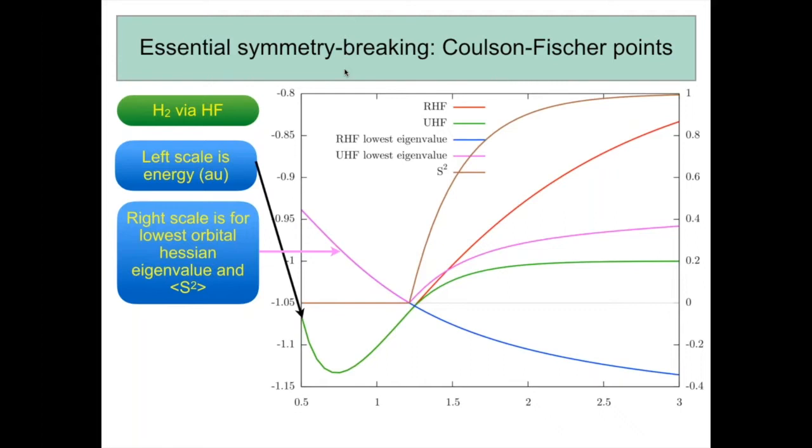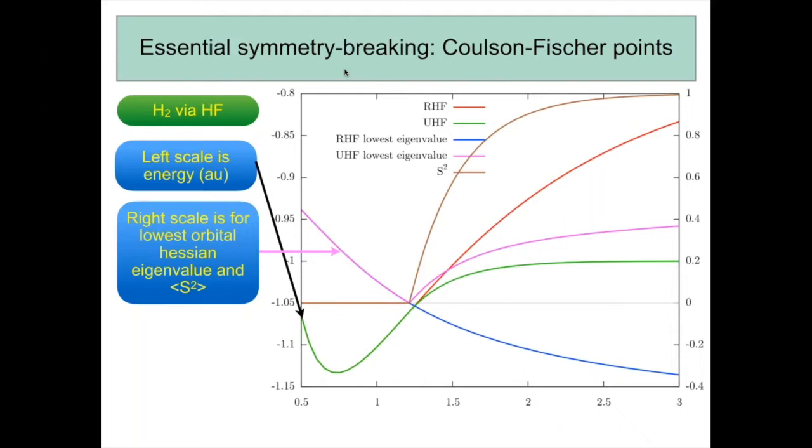Crossing below 0 would mean that the orbital solution has become unstable and is a saddle point. In particular, have a look at that blue curve, which is the lowest curve, and that's the lowest eigenvalue of the restricted orbital Hessian. It goes negative for bond distances exactly beyond where the red curve and the green curve separate. This is called the Coulson-Fischer point for bond breaking. At the Coulson-Fischer point, and bond lengths longer than that, the restricted solution becomes unstable, and the unrestricted one goes lower in energy. In other words, the green curve for energy goes below the red curve.